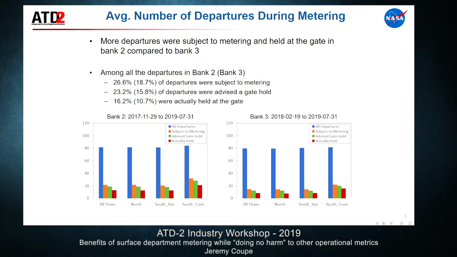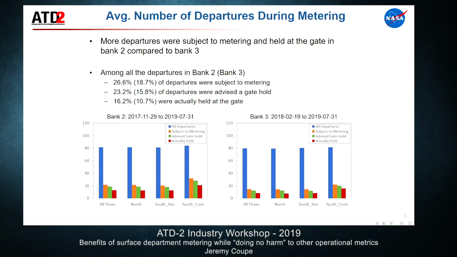Of all the aircraft that are subject to metering, not all will be advised to gate hold. For example, I'm an aircraft. I call and say I'm ready to push back right now. Metering's on, so I'm subject to metering. However, the ramp traffic console advises the ramp controller to push me right away. So that's an example of an aircraft that would be subject to metering but would not be advised to gate hold, because the system's saying you're ready to push right now.